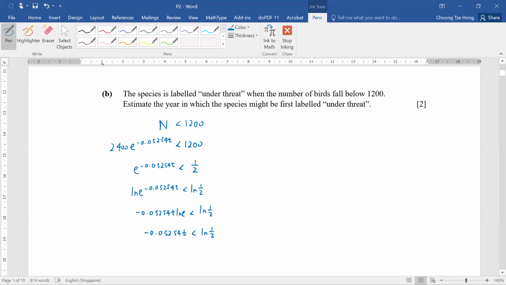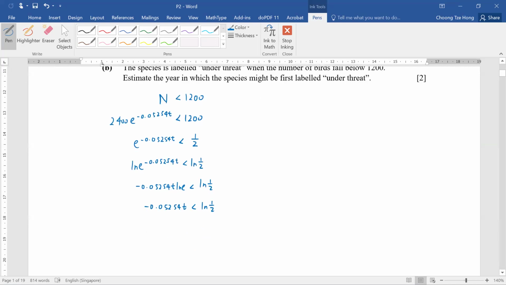Okay, so to solve this inequality, we'll divide both sides by negative 0.05254. But remember, every time you divide by a negative number, you need to reverse the sign. So you'll get this. Okay, so t will be greater than 13.19.